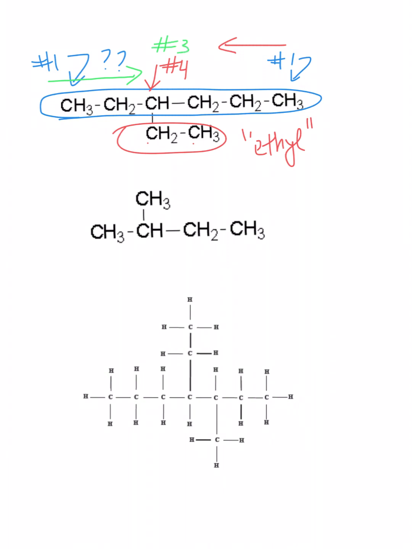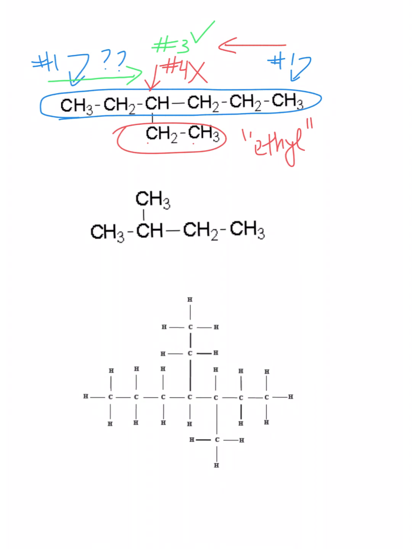So what do we do? Well, we choose the one that gives it the lowest number. So we're going to number the parent chain so that it becomes carbon number 3 rather than carbon number 4. How does that change the name?